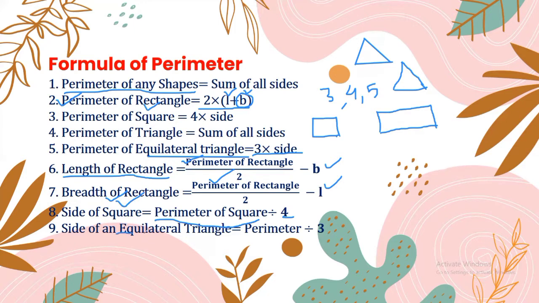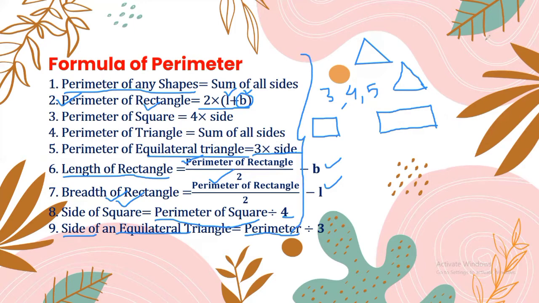Then if the perimeter of an equilateral triangle is already given, how can you find its side? The side of an equilateral triangle is equal to the perimeter of the equilateral triangle divided by 3. So by using these formulas, you can find the perimeter as well as the sides, like length, breadth, sides of an equilateral triangle and sides of a square. You can find them easily using these formulas.